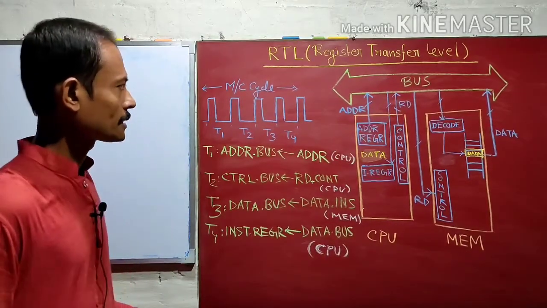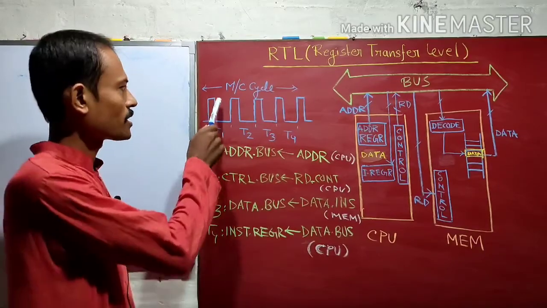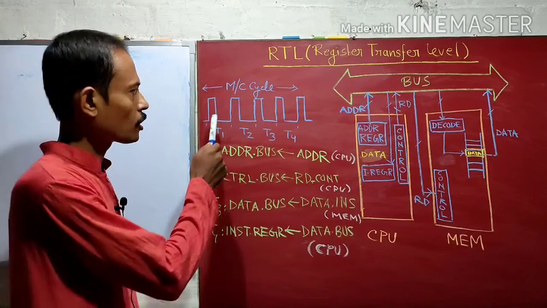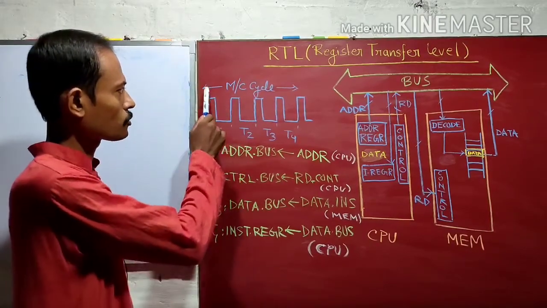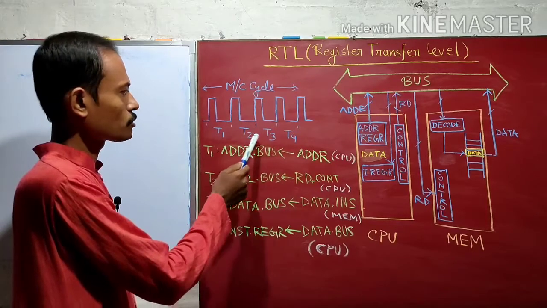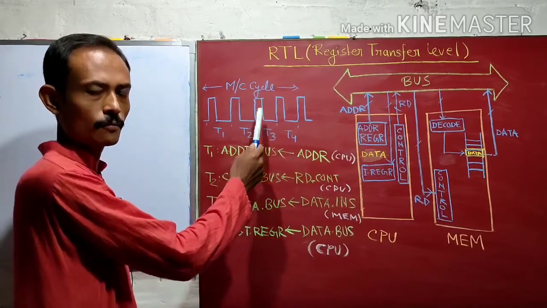Let us see, suppose this is a machine cycle. We know that a machine cycle consists of multiple clock pulses, and every clock pulse is called a state. So suppose this machine cycle consists of 4 states. So this is T1, T2, T3, T4. These are 4 clock pulses, as well as 4 states.